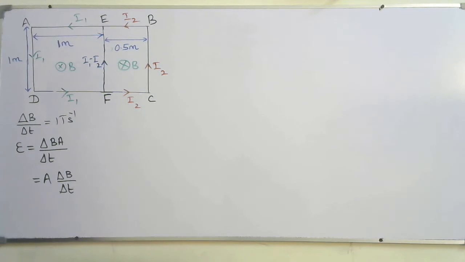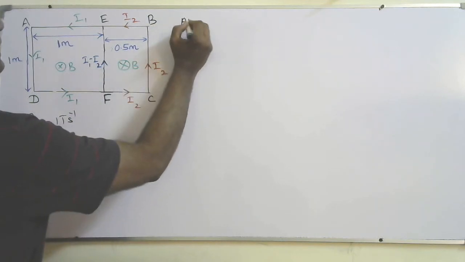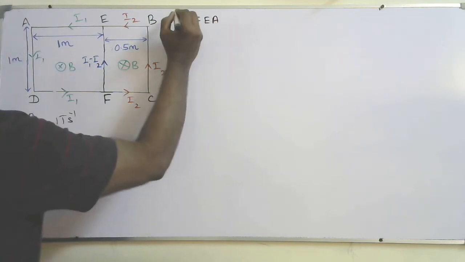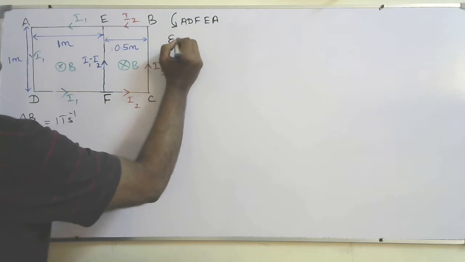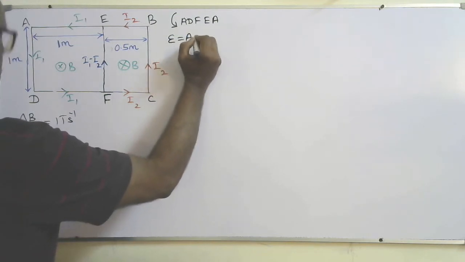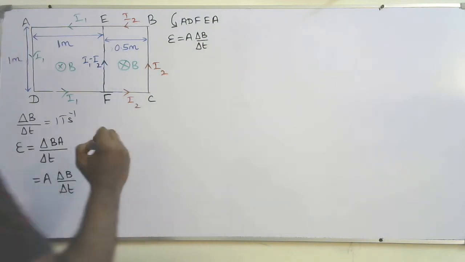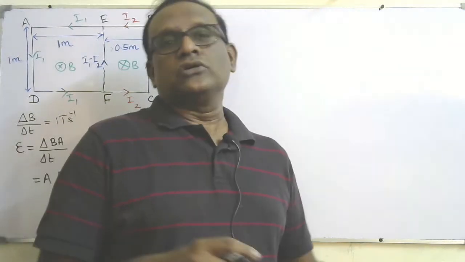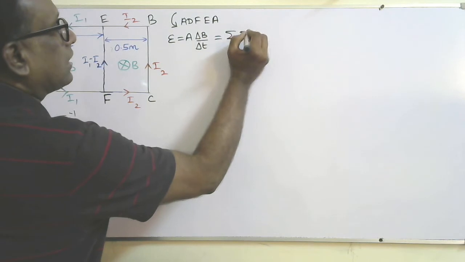Right. Okay. So now we'll consider this loop, the loop ADFE. I'm going to use Kirchhoff's second law there. We know that induced EMF is equal to A into delta B over delta T. That's the induced EMF. I'm going to use Kirchhoff's second law, so sigma E equal to sigma IR, so that is equal to total IR.